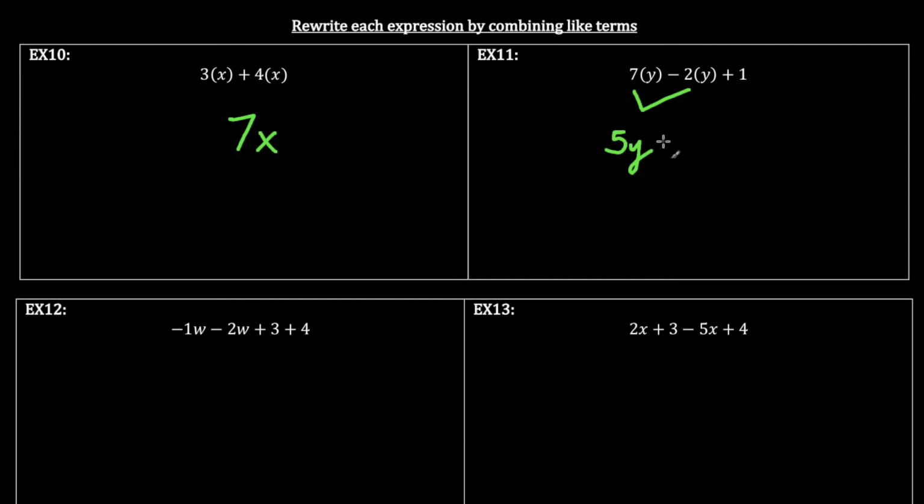Sorry, I had to be careful. So if I have 7 copies of a number and I take away 2 copies of a number, I'm left with 5 copies of that number. This 1 is left alone because it doesn't have a y. So I just bring it down, plus 1, and I leave it. I cannot put those together because this term has a y. This term does not have a y.